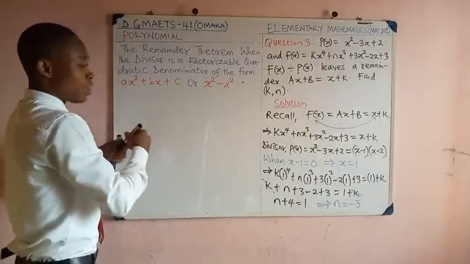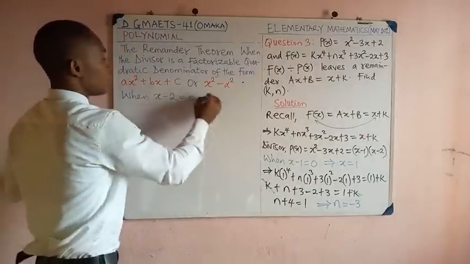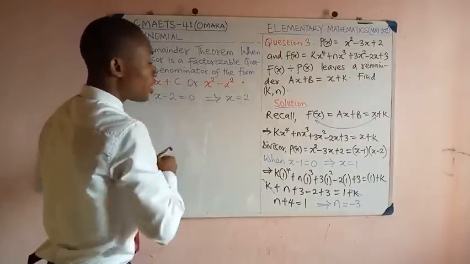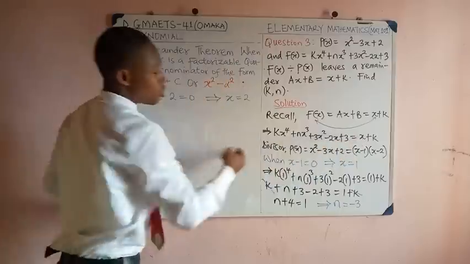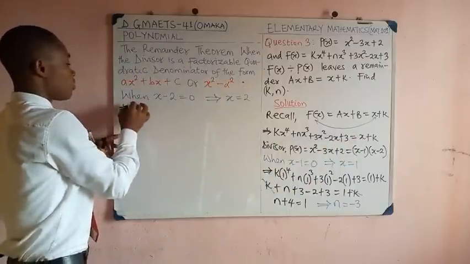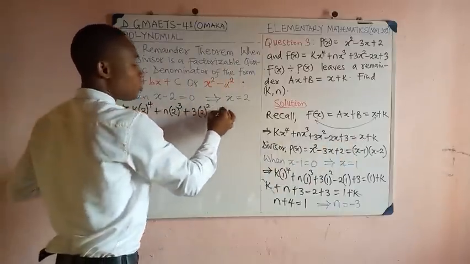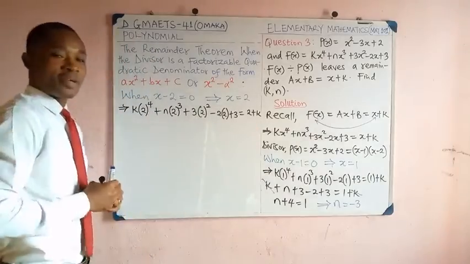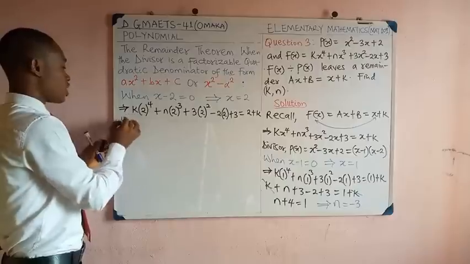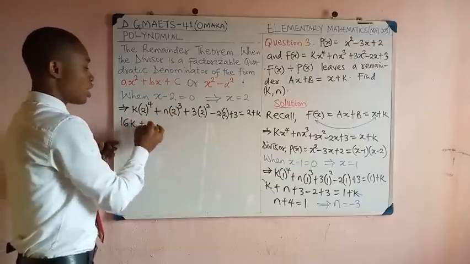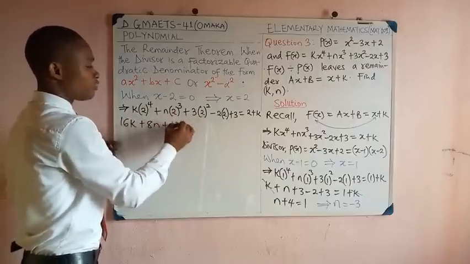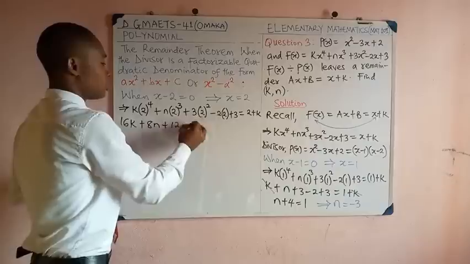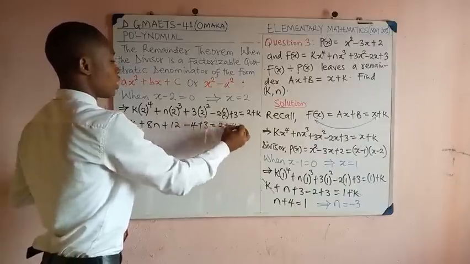We'll go to the second one. When x minus 2 is equal to 0, that implies that the value of x will give us 2. Repeat the same thing. Go to this equation and then substitute x equal to 2. It implies that, does that make sense? Simplifying this, 2 raised to power 4 is 16 times k, 16k. This one will give us 8n. This will give us plus 12. This is minus 4. And then plus 3 equal to 2 plus k.